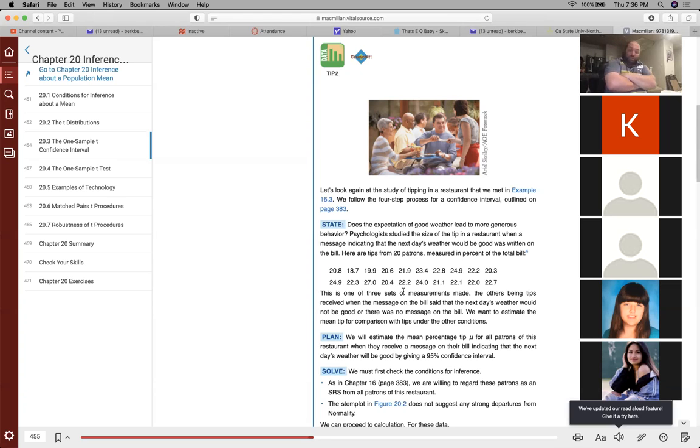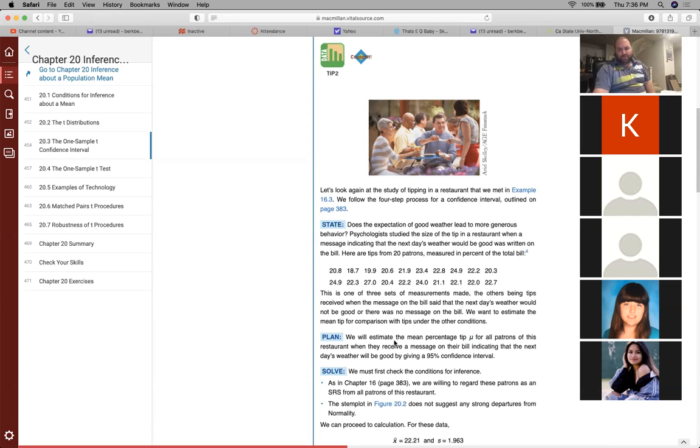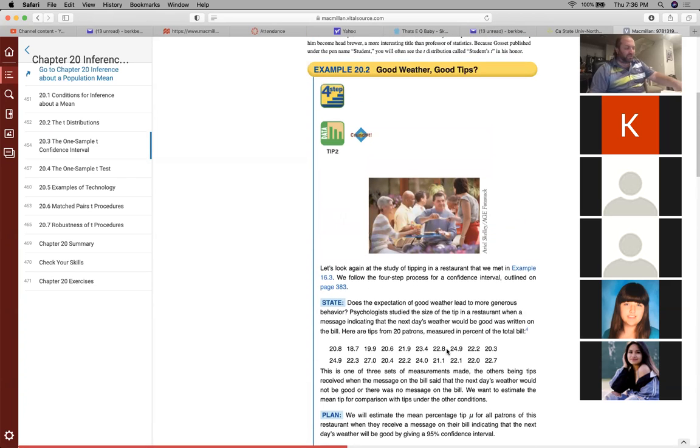18.7%, 19.9%, and so on. We will estimate the mean percentage tip mu for all patrons of this restaurant when they receive a message on their bill indicating that the next day's weather will be good by giving a 95% confidence interval. So we are looking for a 95% confidence interval.